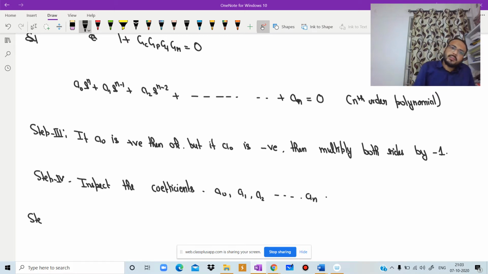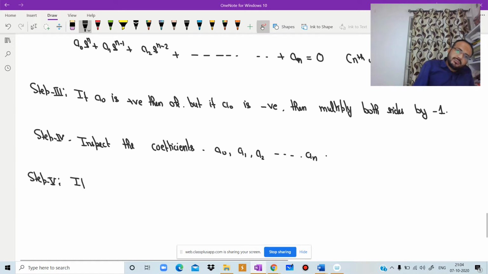Step 5. If any one coefficient is negative, then there is no need to proceed further. It means the system is unstable. And if all are positive, then we need to check again.